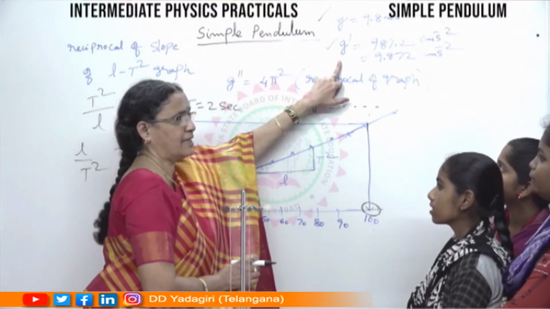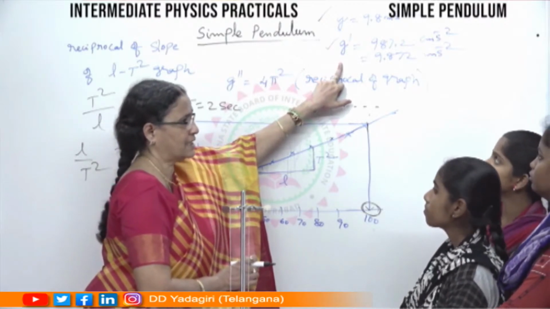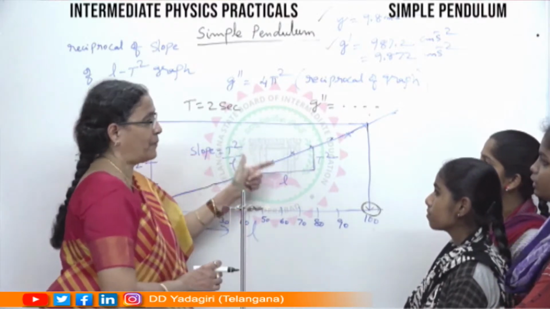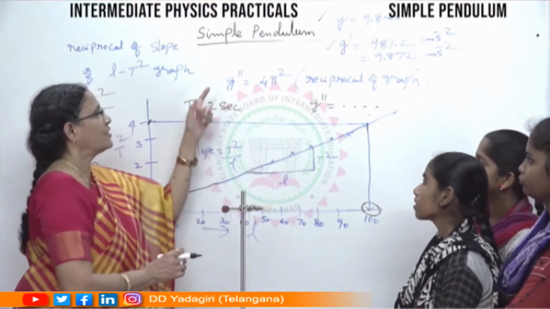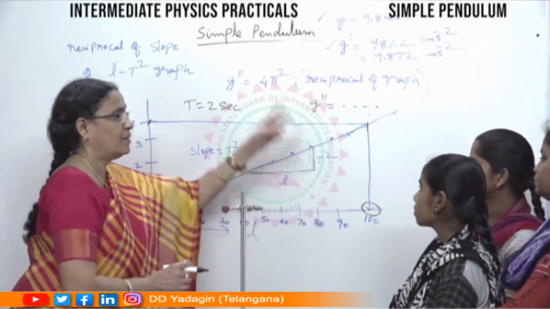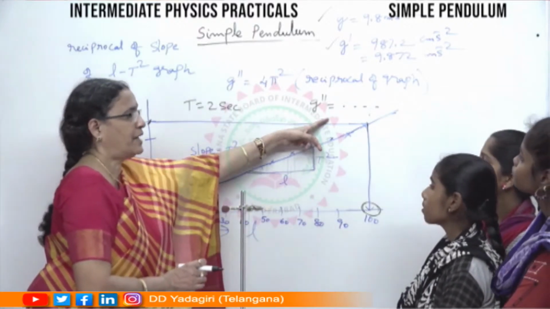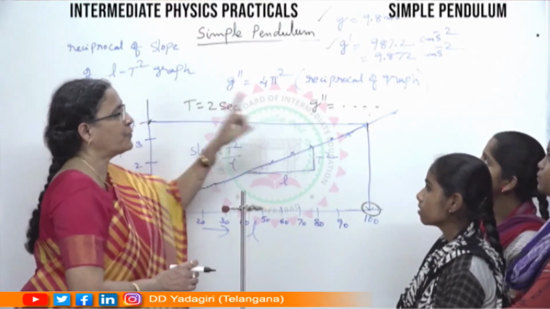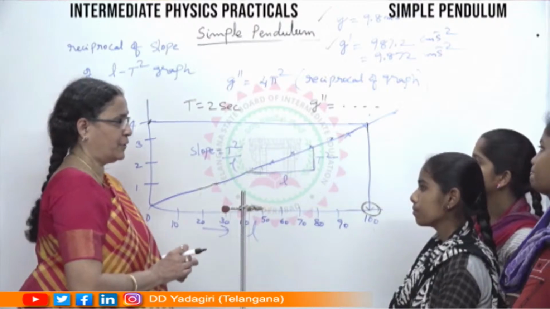Number 1, of prime importance, is acceleration due to gravity at a given place, g dash. Number 2, the length of the seconds pendulum from the L-T square graph, which we found to be 100 centimeters. Point number 3, g double dash. G double dash is 4 pi square into the reciprocal of the slope of the graph drawn by you.